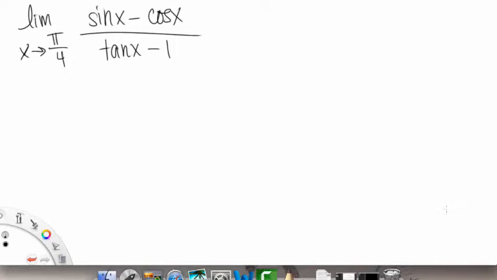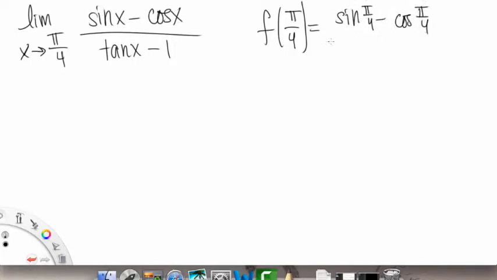Problem, we're asked to find the limit as x approaches pi over 4 of (sine x minus cosine x) over (tangent x minus 1). So if we take this f of x and try to plug in pi over 4 directly, by direct substitution, this is what we'll get: sine pi over 4 minus cosine pi over 4 over tangent pi over 4 minus 1.